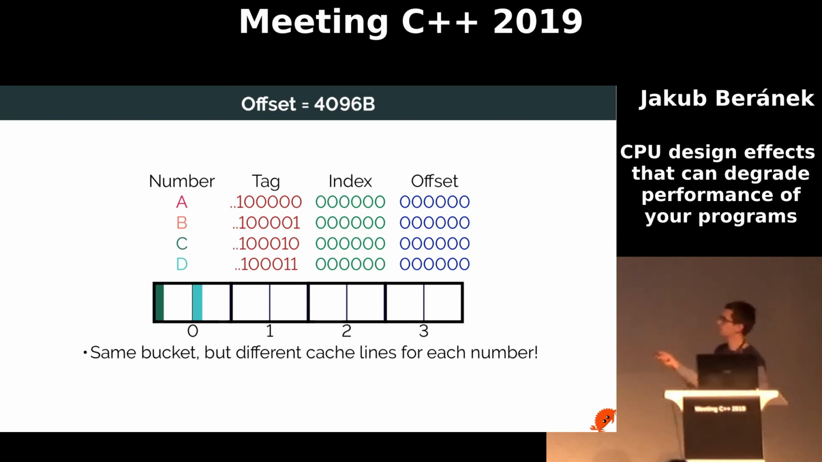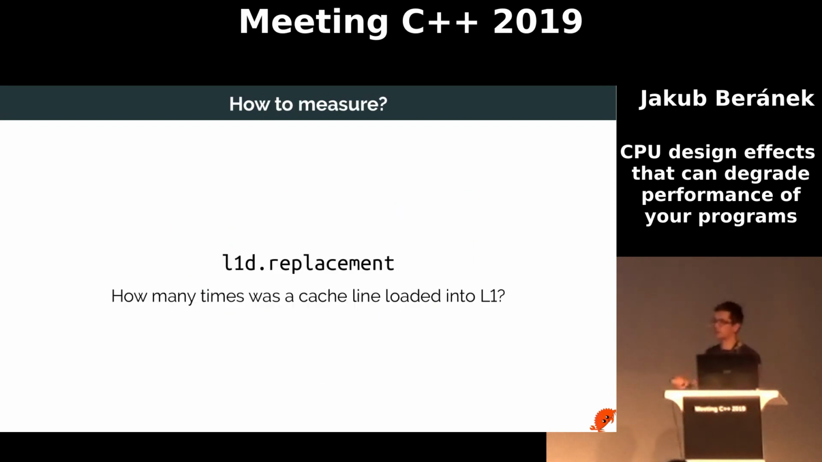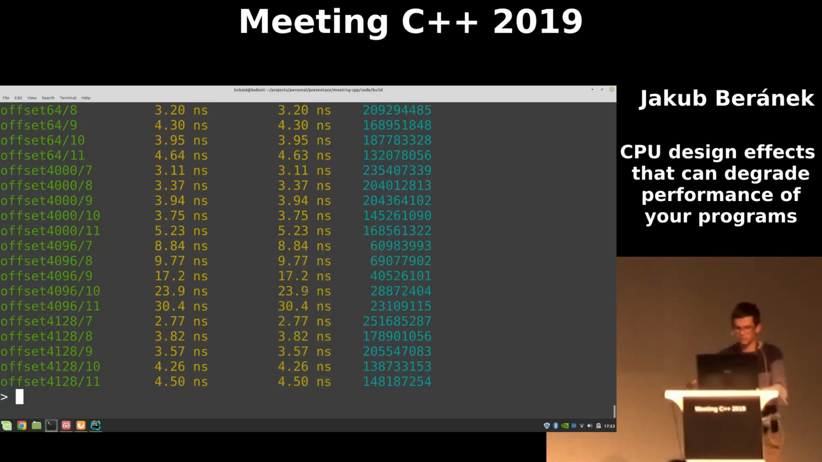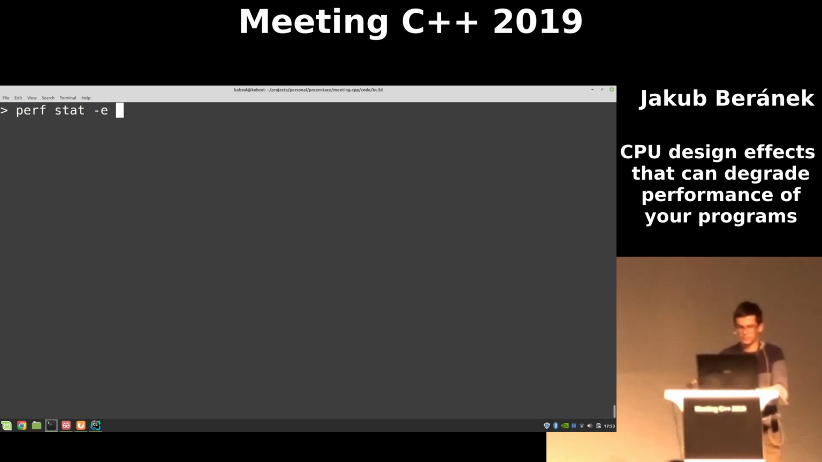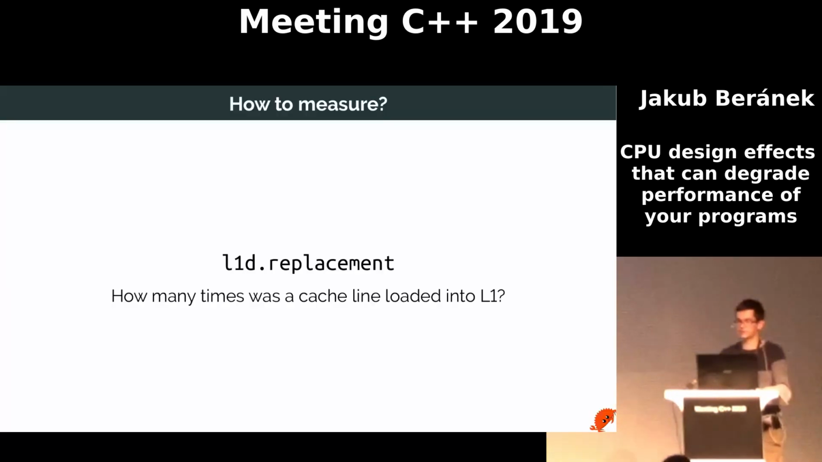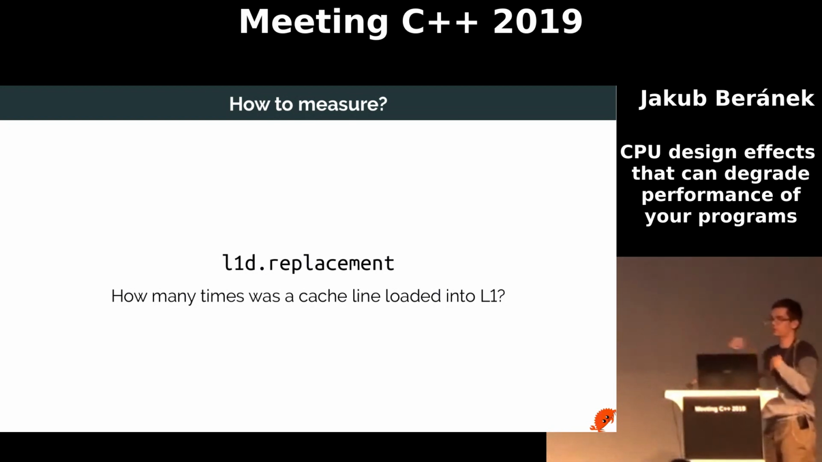Right, so same bucket, but different cache lines. When the bucket gets full, we need to evict, and it gets slower. So again, how can we measure this? There is a performance counter called L1D.replacement. So let's use it. It tells us how many times a cache line was loaded into L1. So basically, if we had a lot of evictions, we needed to load the cache lines into L1 repeatedly. So if this number is high, we had a lot of collisions.